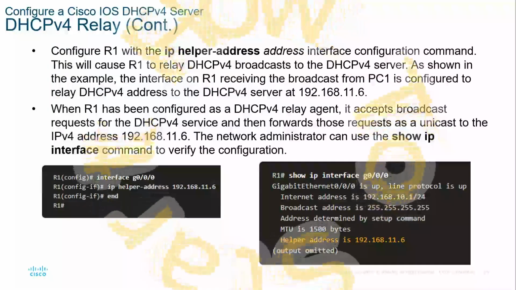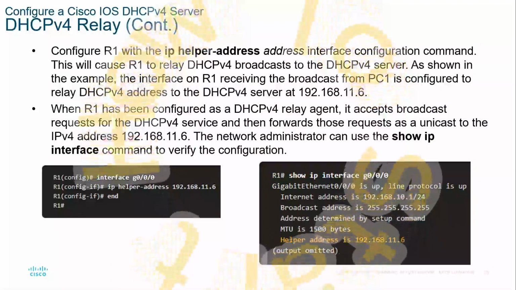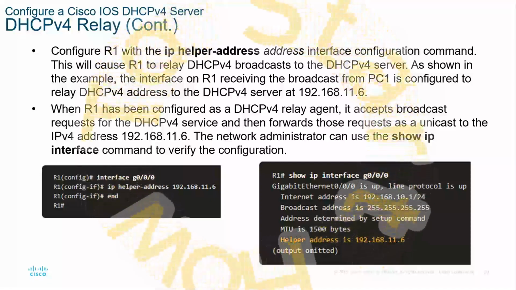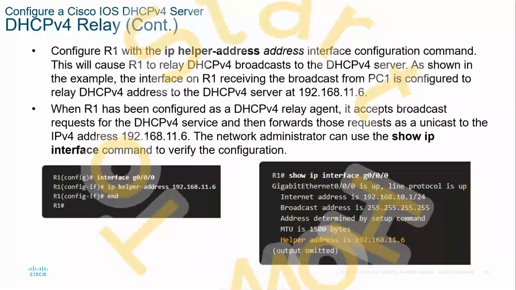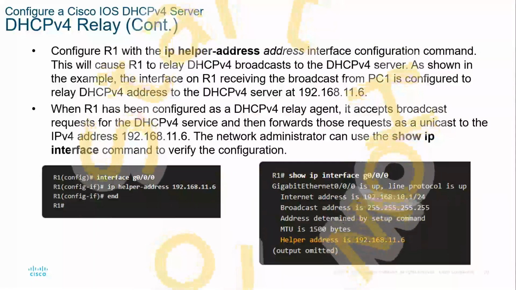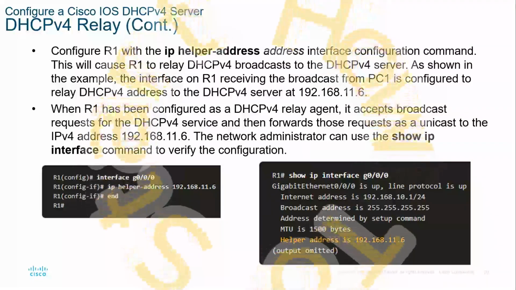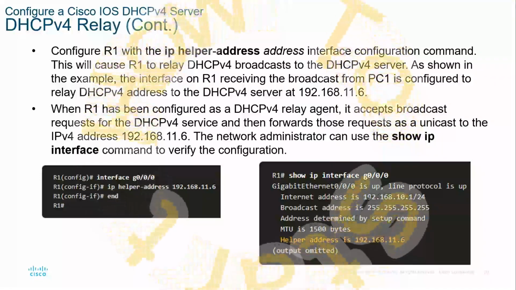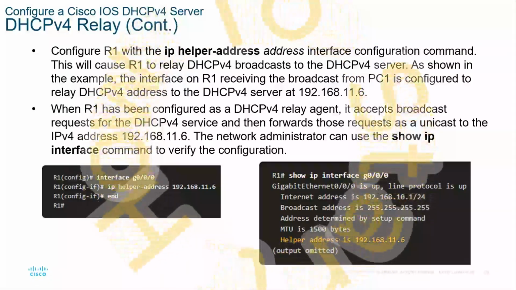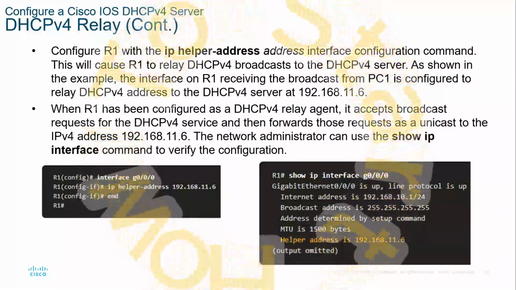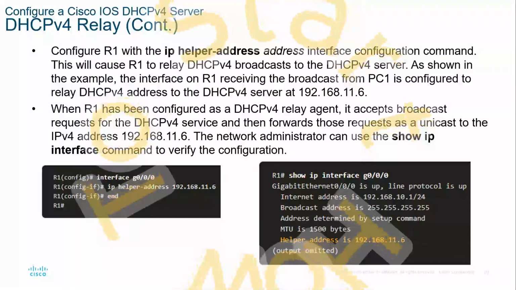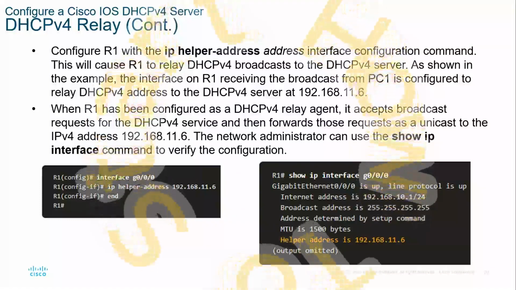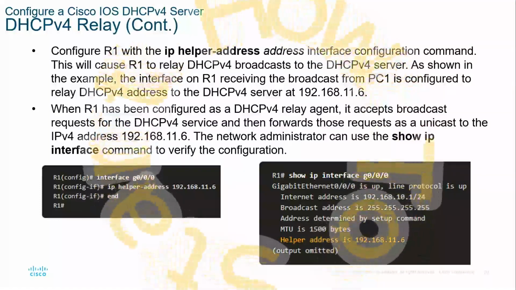If we navigate to the interface, what we're looking for is issuing the command IP helper address, and that will be the destination. So if anything is received in this example on interface gig 0/0/0, any broadcast for like DHCP that is received on this interface, it will then automatically forward to 192.168.11.6 because that is the helper address that was configured.